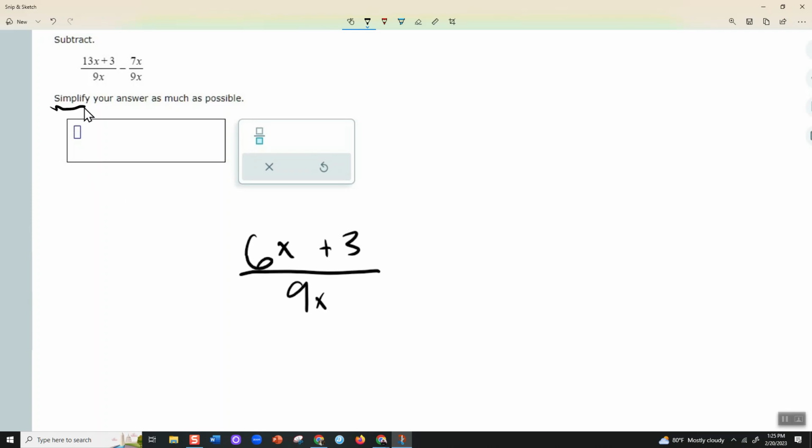Now, it does say simplify your answer as much as possible, and I see that there is a common factor, not just between 6 and 9. If it was just between 6 and 9, I wouldn't be able to do that. It has to be a common factor from everything on top and everything on bottom. That can be confusing at times, but never reduce just part of a rational. You have to do the whole thing. So in other words, I'm going to factor the top. I see that I can factor out a 3, and I get 2x plus 1. And on the bottom, I also have a factor of 3, and that would leave me with 3x.